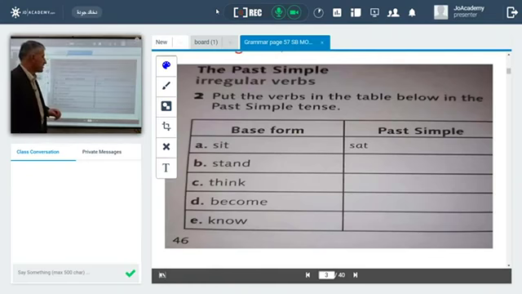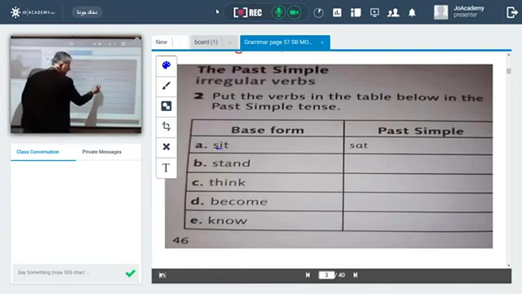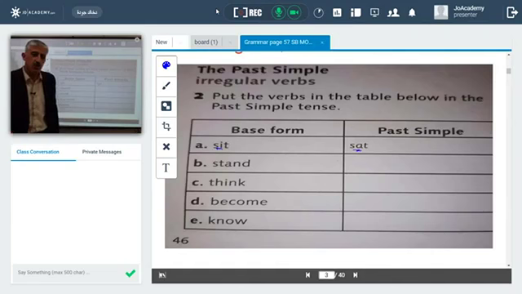So the first one is done for us. We have the verb sit. As you can see here, sit becomes sat. The past of sit is sat. We change the letter I into A, so it becomes sat. Look at the other four verbs.